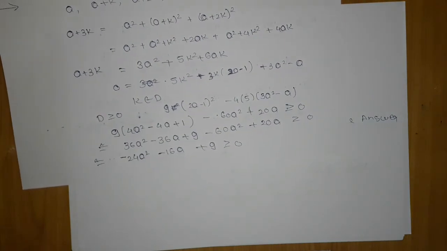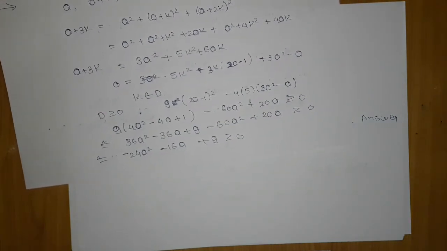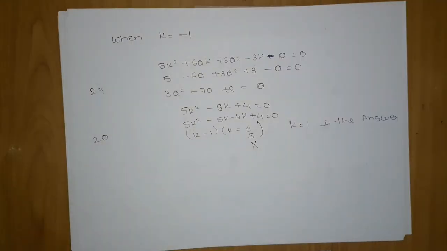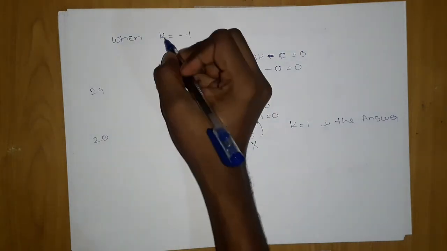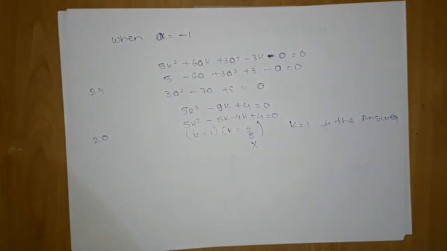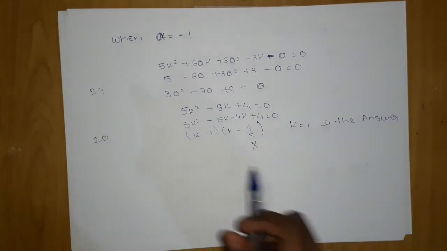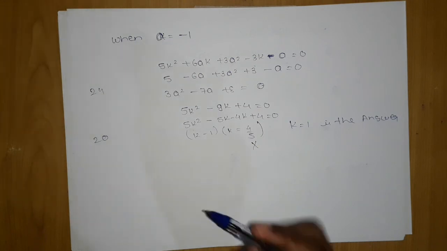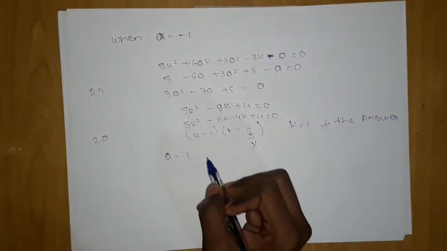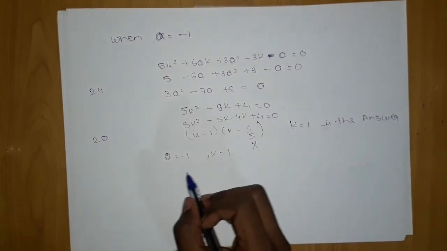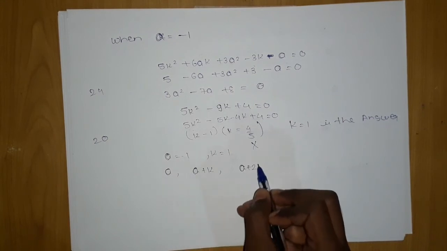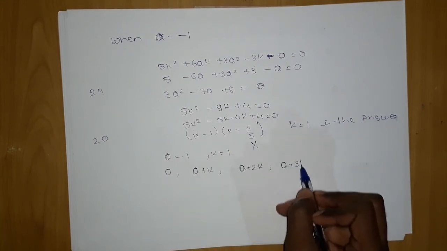So I can get these terms, which is a, a plus k, a plus 2k, a plus 3k. So for a is equals to minus 1, we got the k values, which were 1 and 4 by 5, and 4 by 5 is not an integer, so k is equals to 1 is the answer. So we have a is equals to minus 1 comma k is equals to 1.